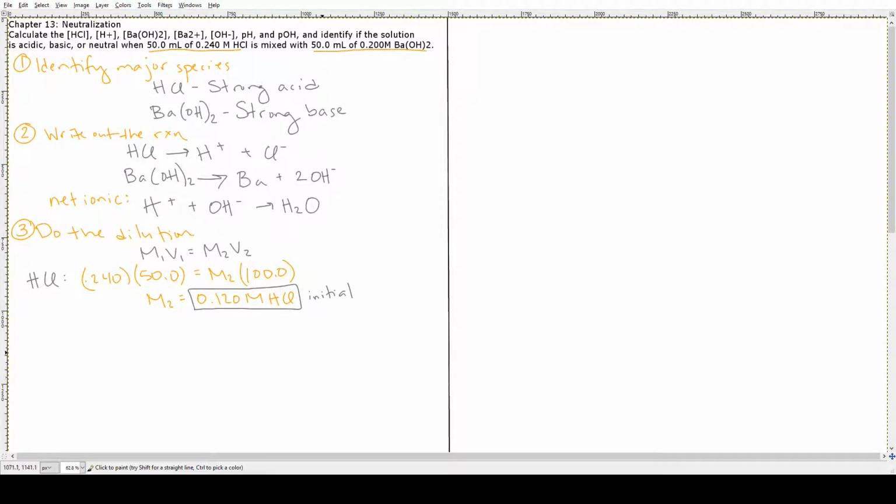It completely dissociates. I can also say that I have chlorine ions. How many would I get out of this? Well, it's 1 to 1, so it's the same. And since I don't get any chlorines from that barium hydroxide, I'll box that. Okay, now for hydrogens, also 1 to 1. Now I'm not going to box this yet, and hopefully that'll become clear a little bit later.